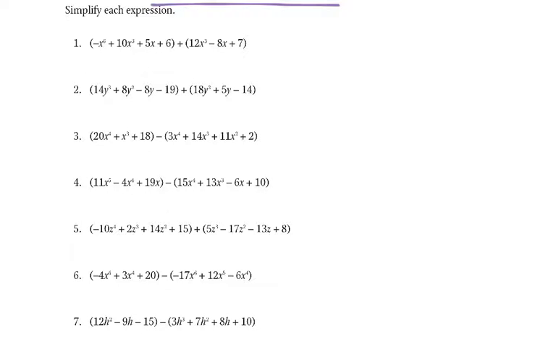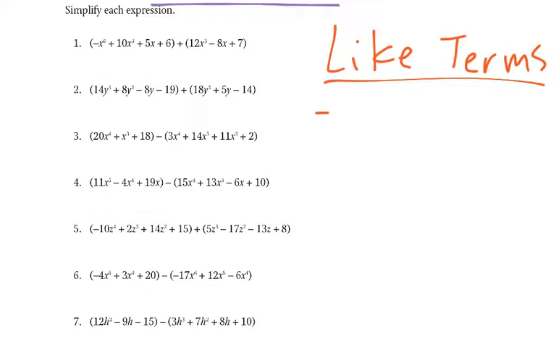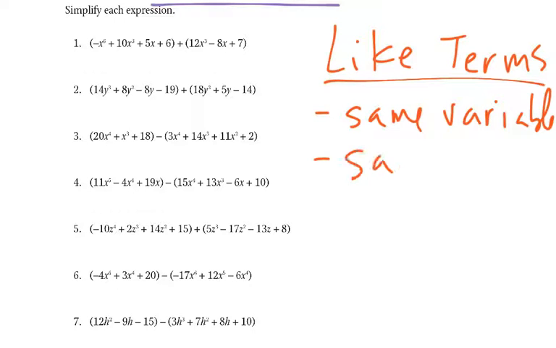So what we have to understand is what like terms are. Like terms have the same variable raised to the same power. So they're super samesies. Same variable raised to the same power. If they're not, you can't combine them. And all we're doing is simplifying them, so that's really what it comes down to.